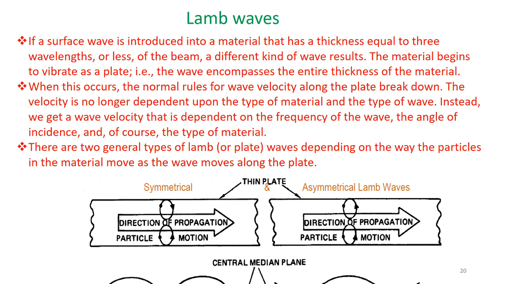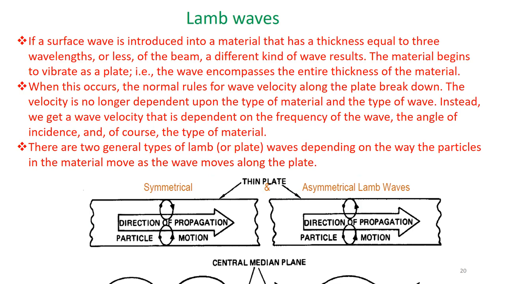If a surface wave is introduced in a material whose thickness is equal to three wavelengths or less, a different kind of wave results. The material begins to vibrate as a plate. The wave encompasses the entire thickness of the material. When this occurs, the normal rules of wave velocity along the plate break down. The velocity no longer depends only on the type of material and type of wave. Instead, we get a wave velocity that depends on the frequency of the wave, the angle of incidence, and of course the type of material.